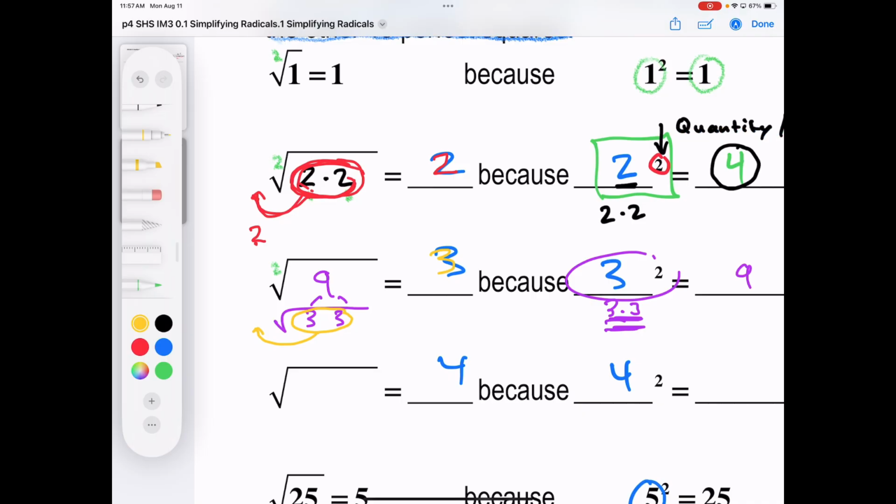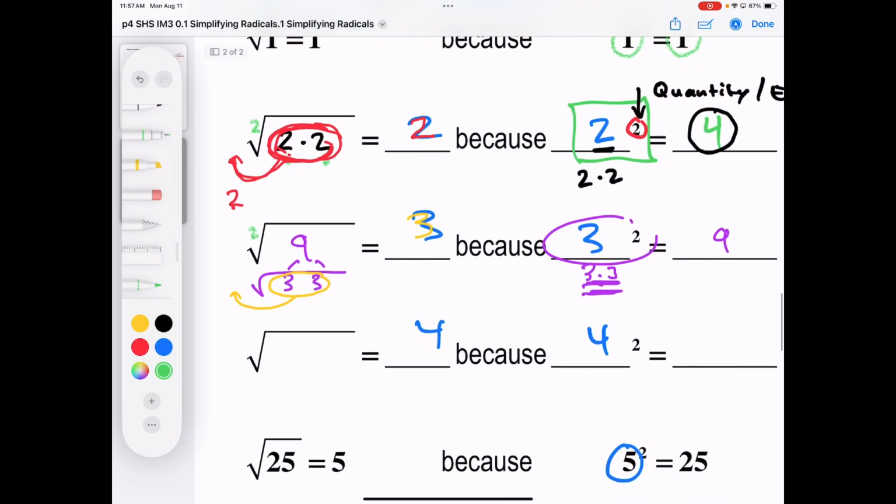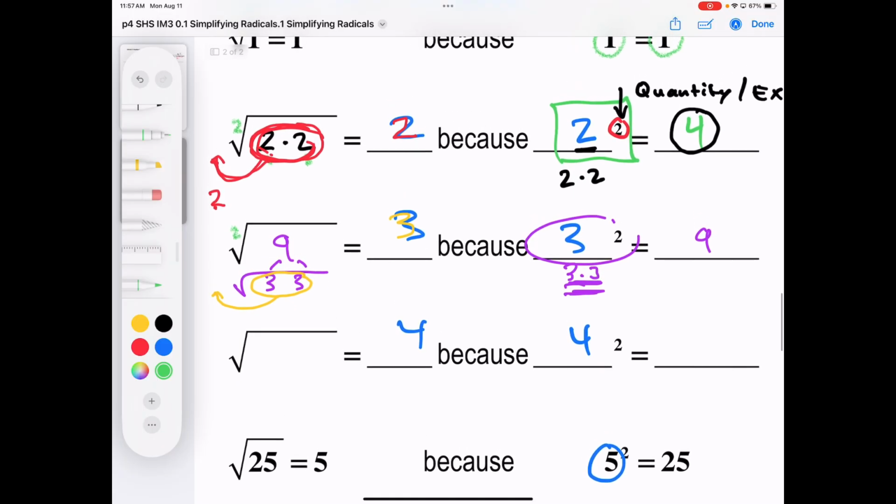Okay, let's try one more. Let's try the 4. Class, is 4 squared 8? No. See, the common mistake is going to be that you think it's 4 times 2. No, it's the shopping cart. You have 2 of these. 4 times 4 is 16. So the square root of 16 is what? The pair of 4s, right? There's a 2, comes out, then it's just 1 number.